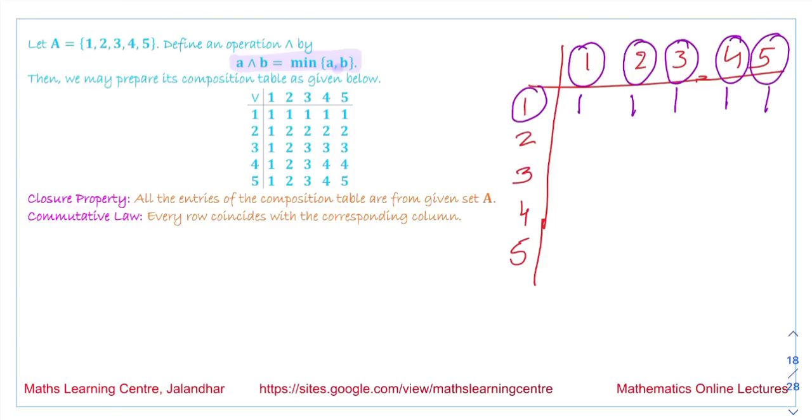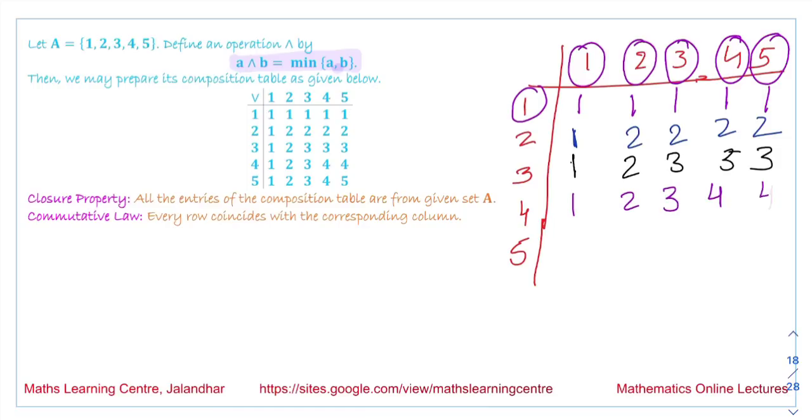Next, for 2 and 1 the minimum is 1, for 2 and 2 minimum is 2. Similarly, the next answer will be 1, 2, 3, 3, 3. Next answer will be 1, 2, 3, 4, 4. And the last answer will be 1, 2, 3, 4 and 5.